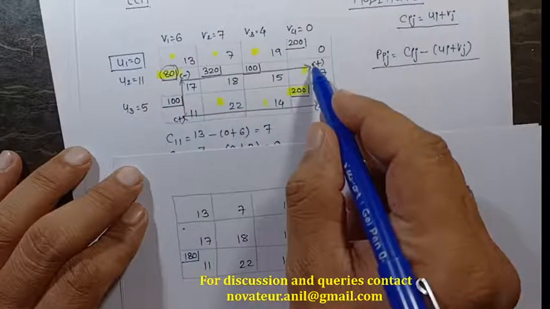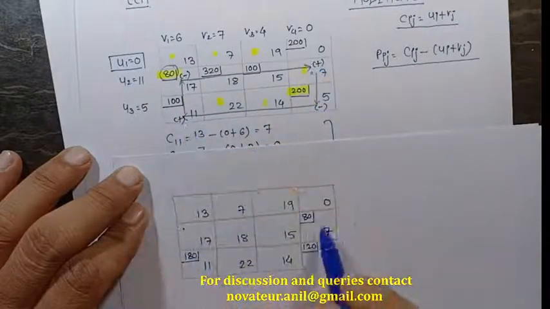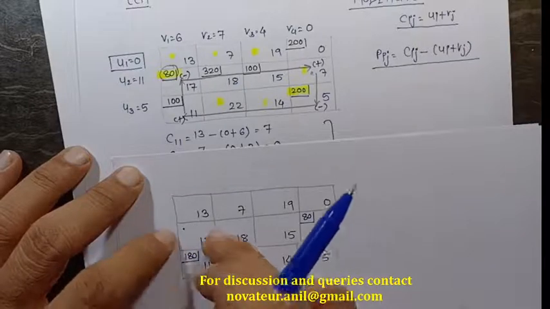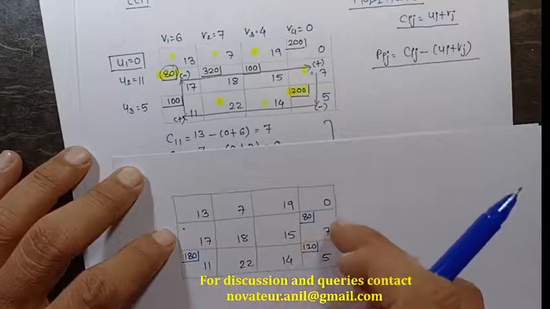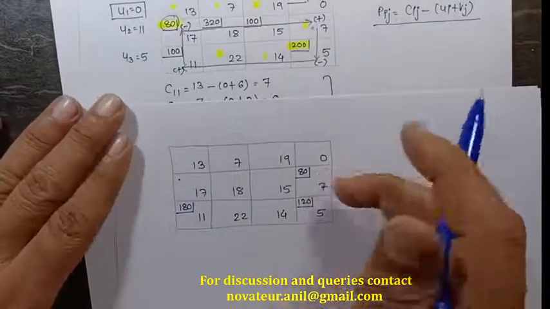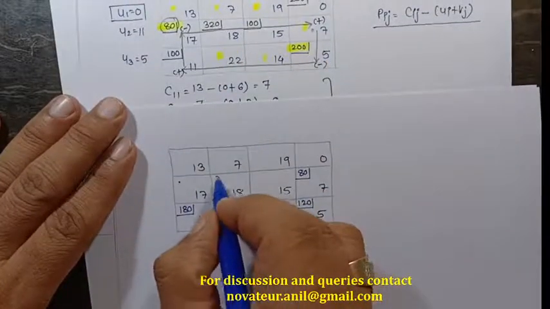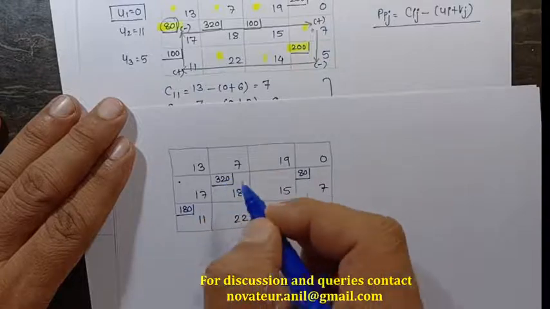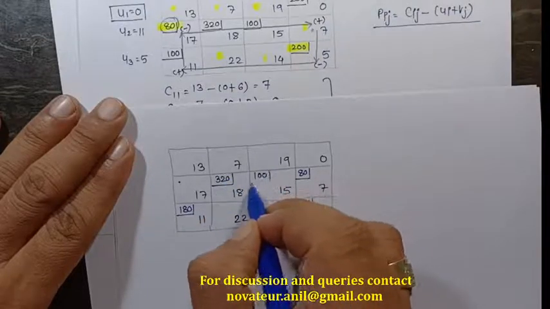See, 1, 2, 3, 4, here 1, 2, 3, 4. This particular 17 wala cell has got assigned, the value 80 is assigned here. So this is what change we have observed. Rest of the things will be same, we just need to put the values as it is given.